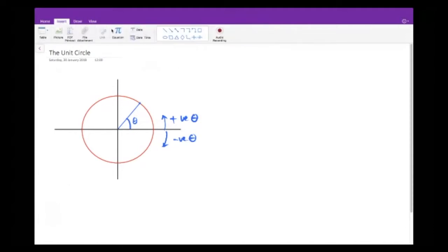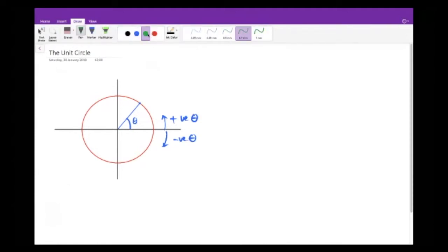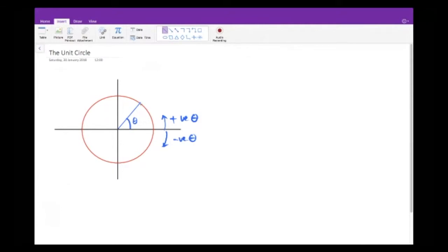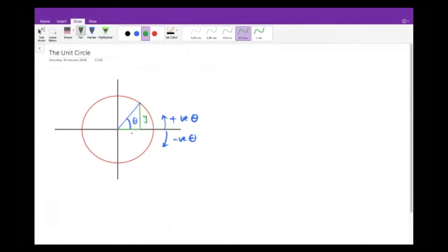Now what I can do is I can then also label on the vertical and the horizontal side. So if I draw down here, we've got its vertical side, which is basically its y value. And then I've got the horizontal side of this triangle, which is basically its x value. Okay, so I'm going to label these as the x and the y coordinate on this unit circle. Now, because I know the radius of this circle is 1 and the hypotenuse is 1, I also know that I've got a right-angled triangle because I've got a horizontal and a vertical, which we know are perpendicular. So I can use SOHCAHTOA.